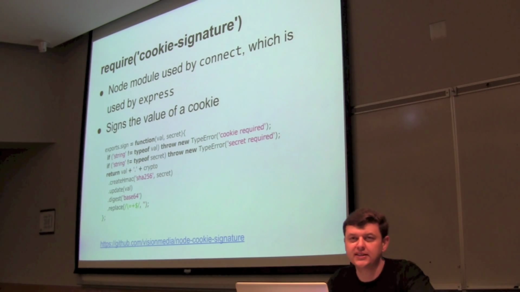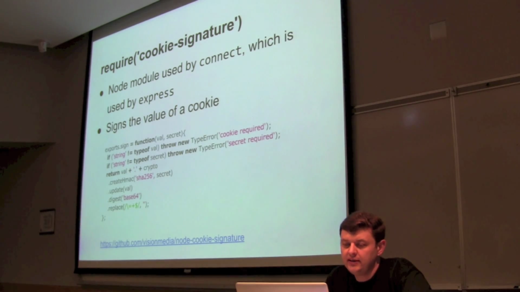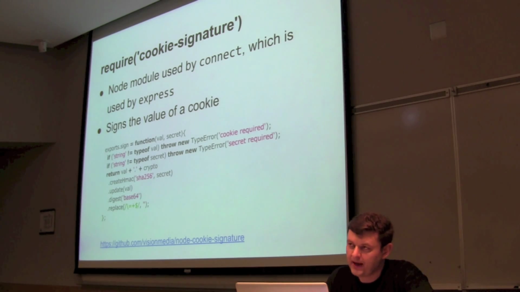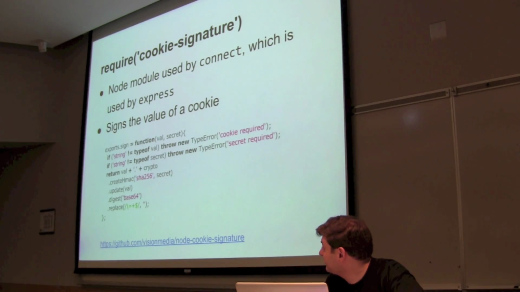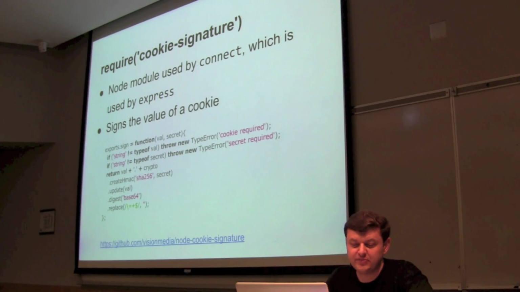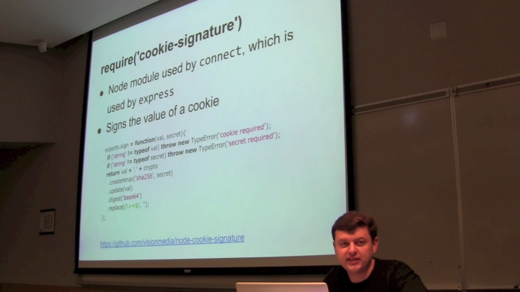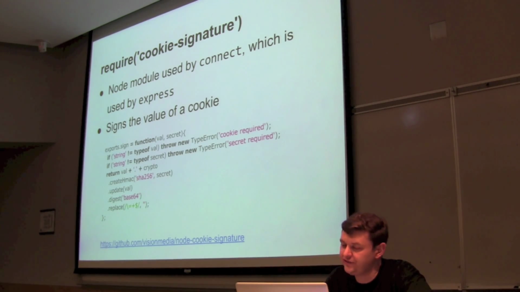So where is this kind of stuff used? If you look inside the Node source code, there's a Node module called cookie-signature, and it's used by Connect, which is used by Express, and it signs the value of a cookie. You'll see the source code below. You'll see that same kind of crypto object, and you'll see createHmac sha256, and it passes in a secret, and then it takes a value and turns it into base64, and then in the end it replaces some of the characters to be web safe or URL safe. So this function takes a value and it takes a secret and it generates this hash.